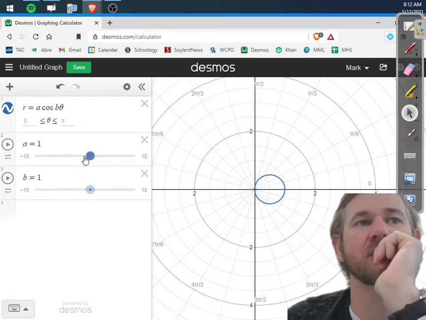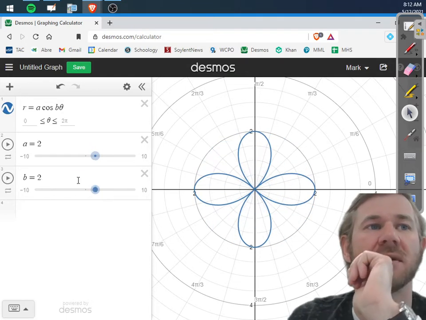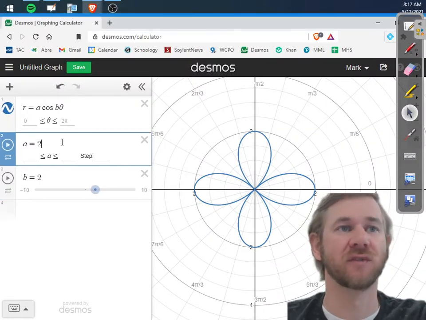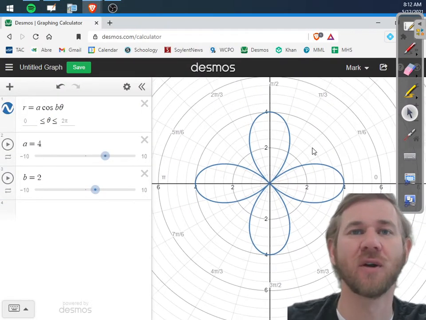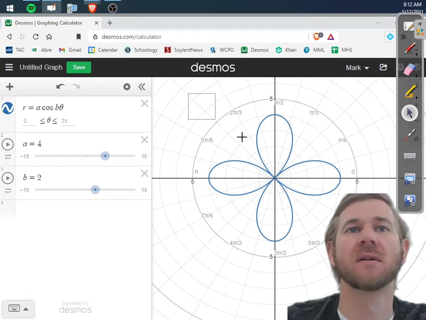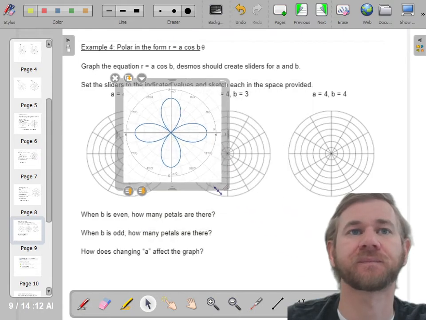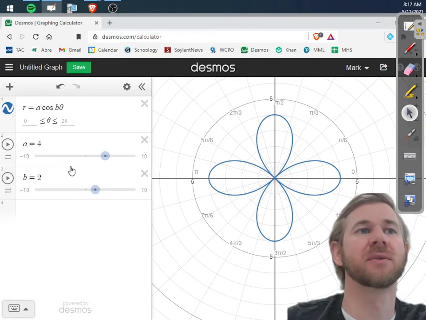That looks like a circle to me, but maybe it's because b is 1. Whoa, okay, so something's going on, but this is going to be crazy. All right, a is 4, b is 2. Ooh, look at that. That's pretty. So I'm just going to screenshot this to make it easy on myself. There's my first one. A is 4, b is 2. How about a is 4, b is 3?